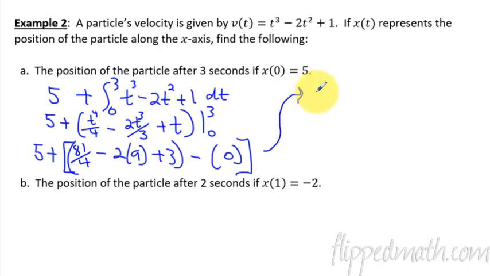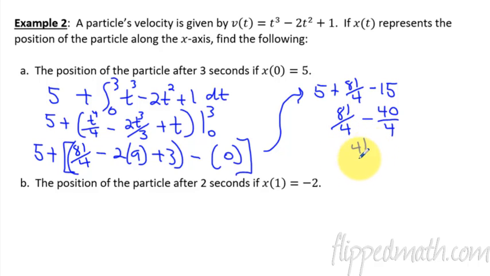so let's see, I have 5 plus 81 fourths, negative 18, plus 3, negative 15. So 5 minus 15 is negative 10. 81 fourths minus 10 is the same thing as minus 40 fourths. So then our final answer is 41 fourths. That is the position of this particle after 3 seconds. We started at 5, and then you add the net change.